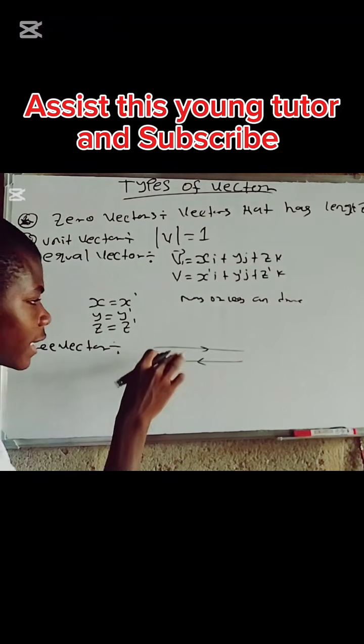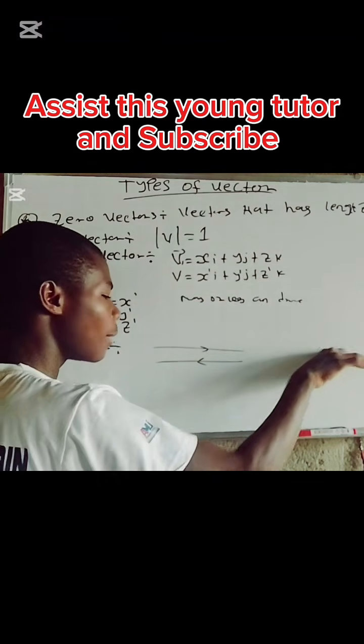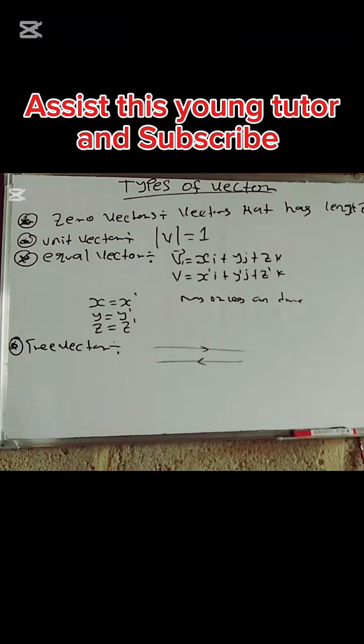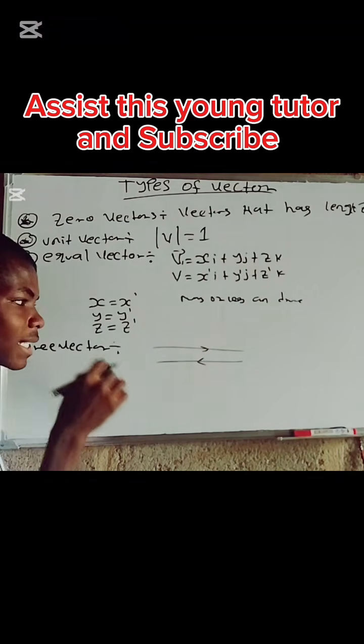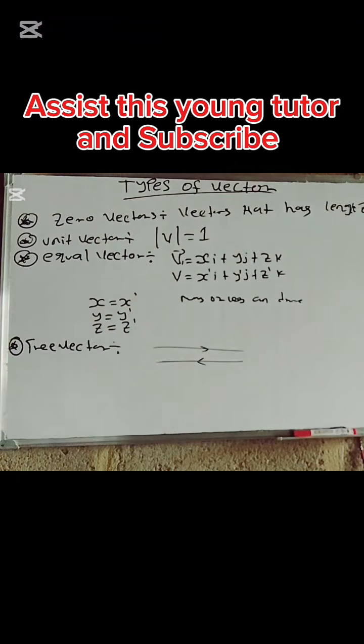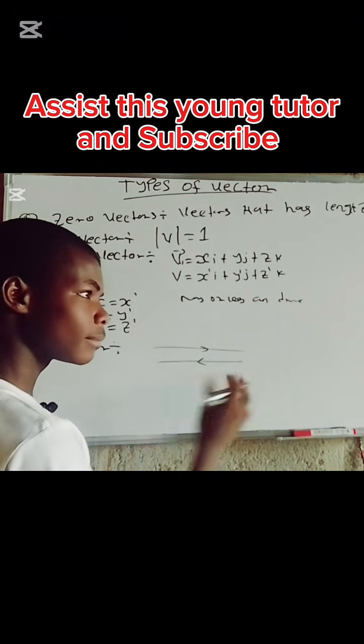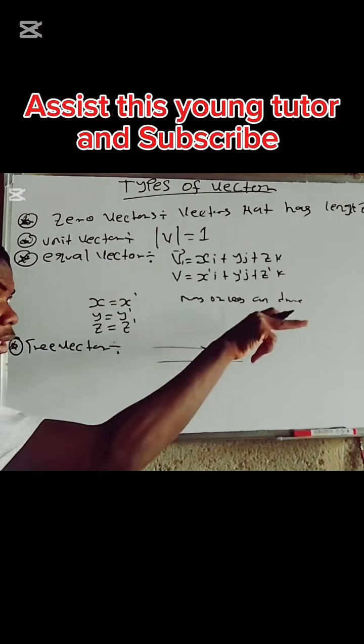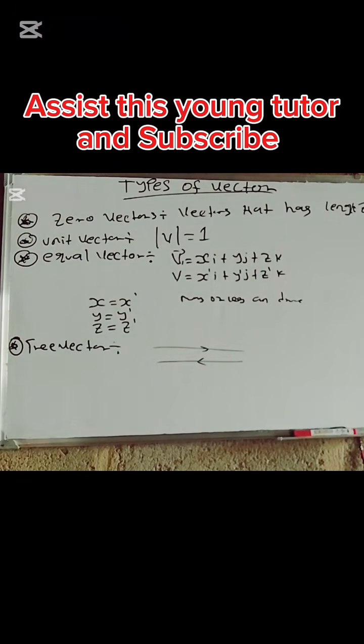As you can see, the direction of this vector is looking forward, while the direction of this vector is looking backwards. Free vectors are vectors that always move parallel to each other. In one word, free vectors are always parallel to each other. And there is another type of vector, known as the bound vector.